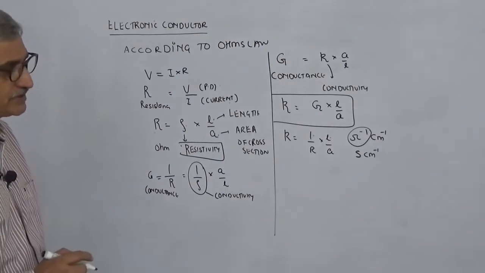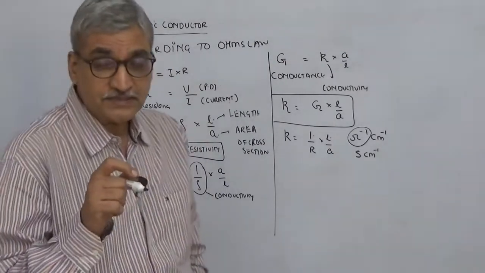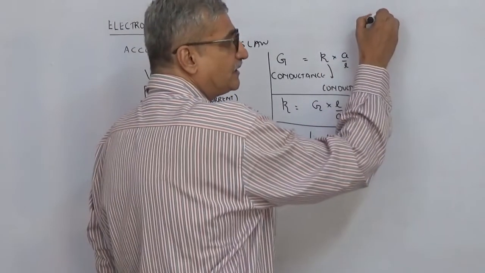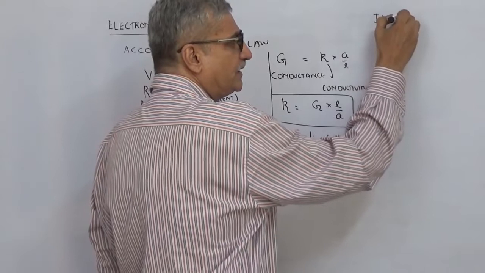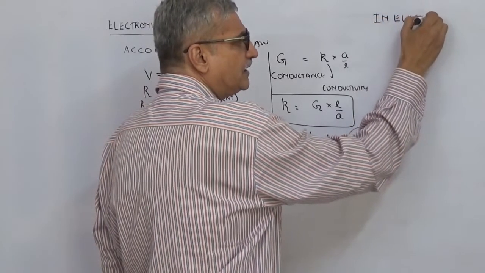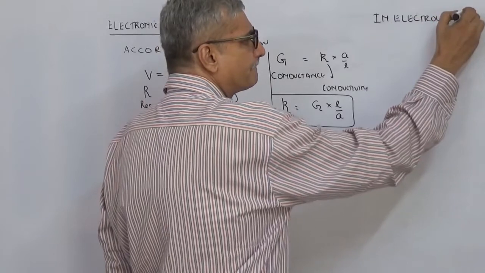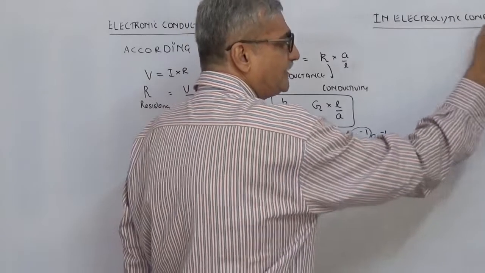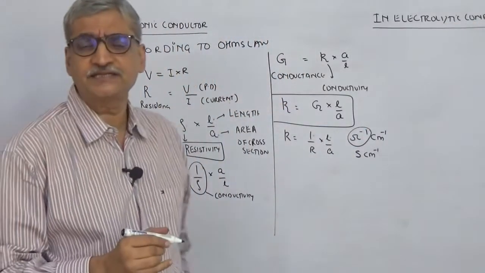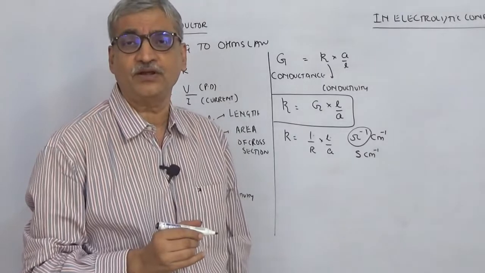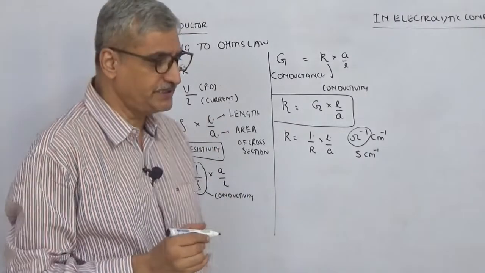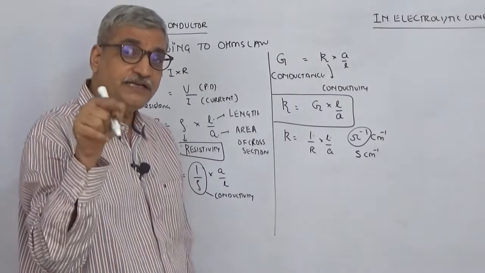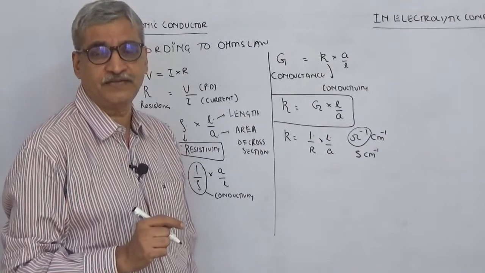Now in an electrolytic solution, the situation is very different here because concentration plays a part. So first of all, in an electrolytic conductor, let us start with that point and then go ahead. Now in an electrolytic conductor, what happens is the conduction is because of movement of ions. Conduction is because of movement of ions. Is this clear? So concentration of the ions in the solution plays a very important part.